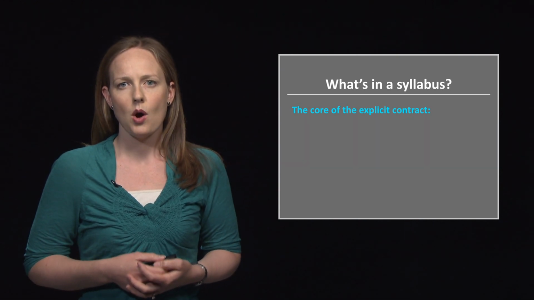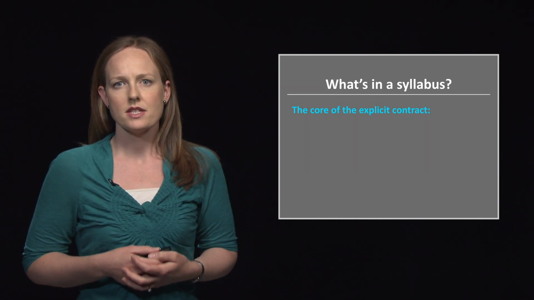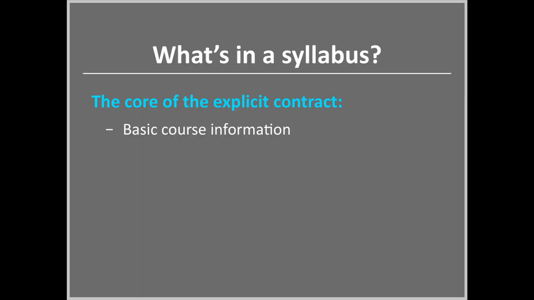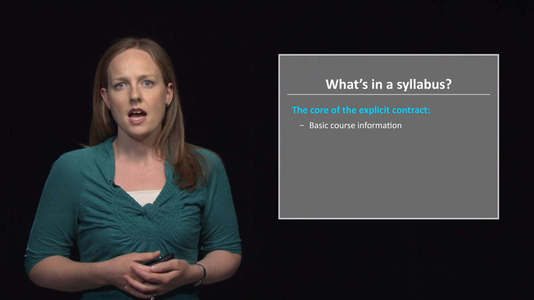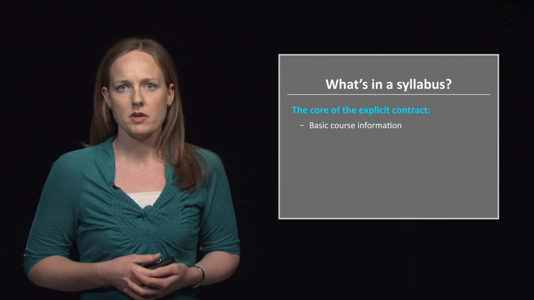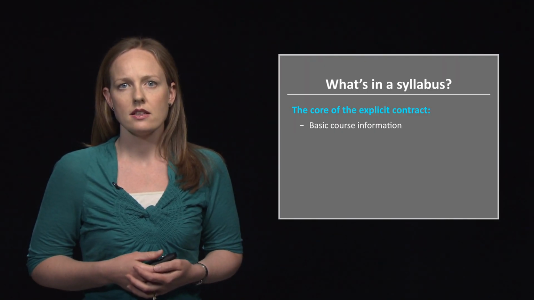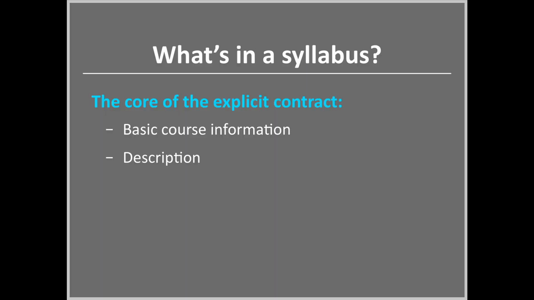Now we'll talk about the components that are at the core of a syllabus's explicit contract. First, the syllabus should contain basic course information, such as the course title, meeting times and locations, course website, and information about the course instructor and any teaching assistants, including their name and contact information. Oftentimes, the syllabus is just a list of topics that will be covered during the course, and this is unenlightening. The syllabus should contain a description of the course, including the big idea or ideas of the course.